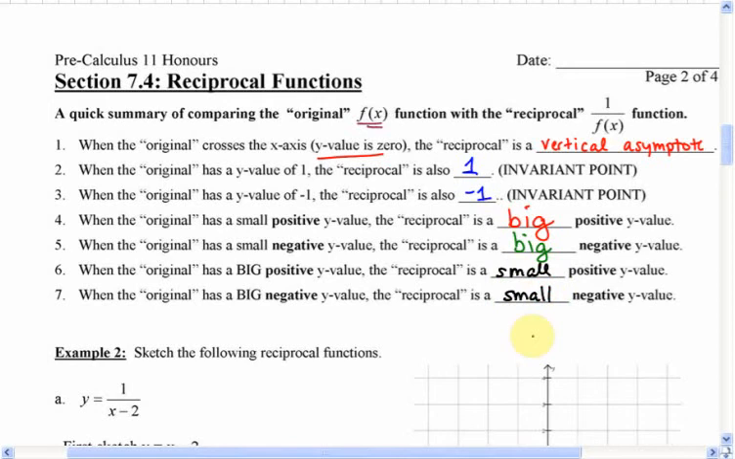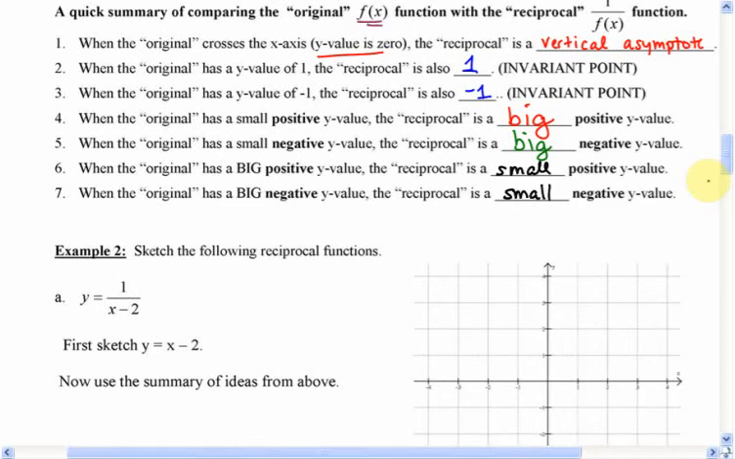Okay? So let me show you how you can actually sketch some of these functions by using this summary that I have up here. So no more table of values. Oh, thank goodness, because it'll take forever for us to do. Here's what you can do, okay? Let's do example 2a. Let's sketch this out.